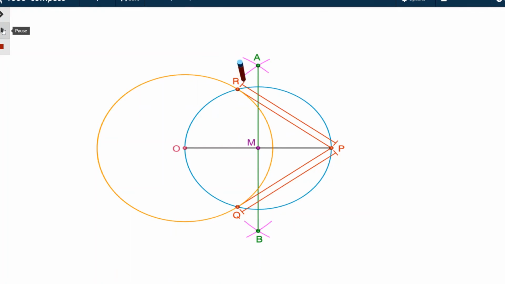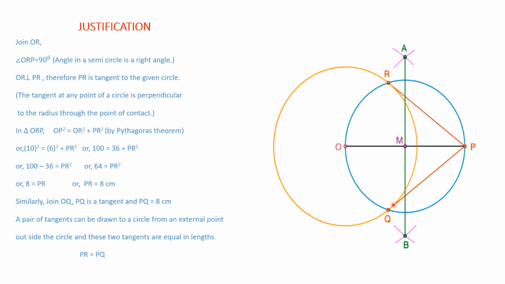Now measure the tangents PQ and PR. We see the length of the tangents PQ and PR is 8 cm. We have constructed this circle, and from an external point P, we have constructed a pair of tangents PQ and PR to this circle. So PR and PQ are tangents to this circle. Now we see how PR and PQ are tangents to this circle.